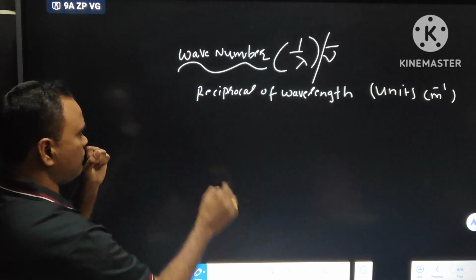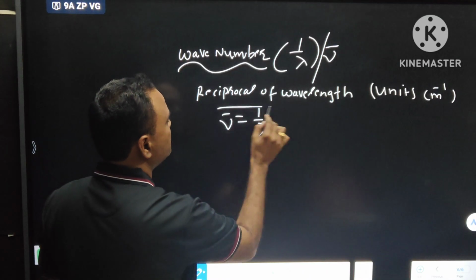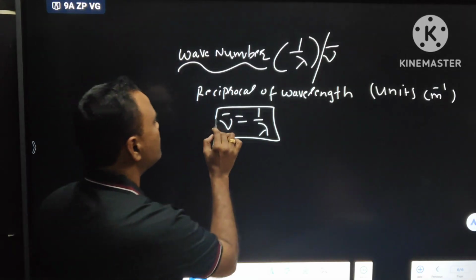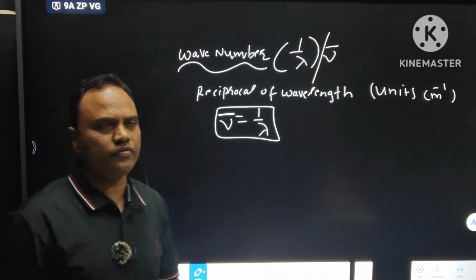So wave number, nu bar, is equal to 1 by lambda. Remember this formula. Wave number can be represented as nu bar. The reciprocal of wavelength is called wave number.